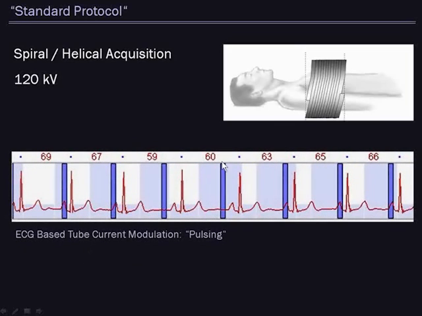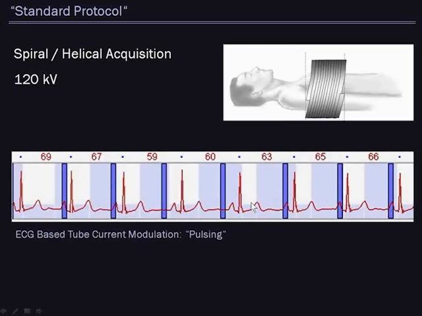However, since typically the images will be reconstructed in diastole, there's a very easy and straightforward way to reduce radiation exposure without having to change the protocol at all, which is to use the so-called pulsing protocol, also called EKG-based tube current modulation. This means that the output of the X-ray tube is reduced in systole, because systole will typically not be used for image reconstruction, and then it is brought back to maximum output during the diastolic period, so that there is still flexibility to reconstruct a different time instance in diastole.